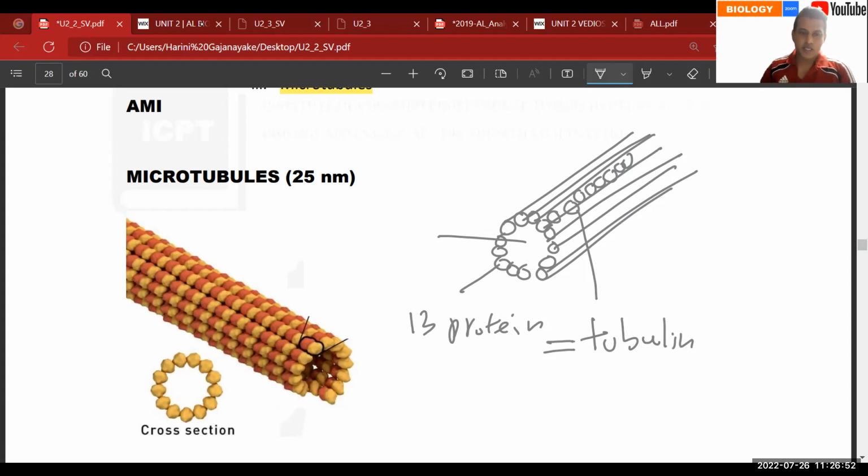Here you see it again, the same structure. So it's hollow; the empty middle is called the lumen. And the wall is made out of tubulin proteins. So they are organized as columns.